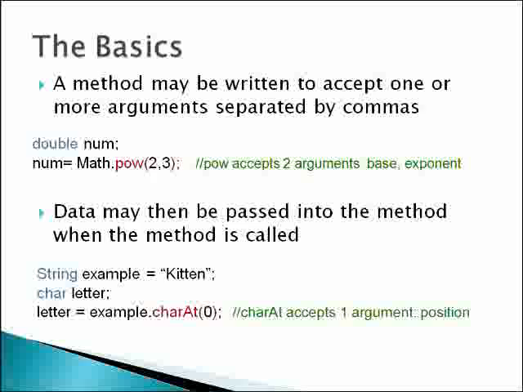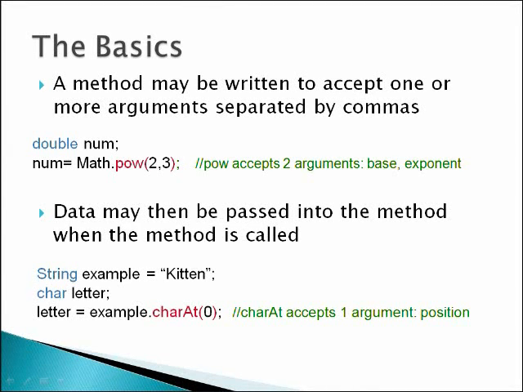The basics. A method may be written to accept one or more arguments separated by commas. An example shown below declares num as a double. Num is then set equal to Math.pow of 2, 3. Pow accepts two arguments, a base, which is 2, and an exponent, which is 3.